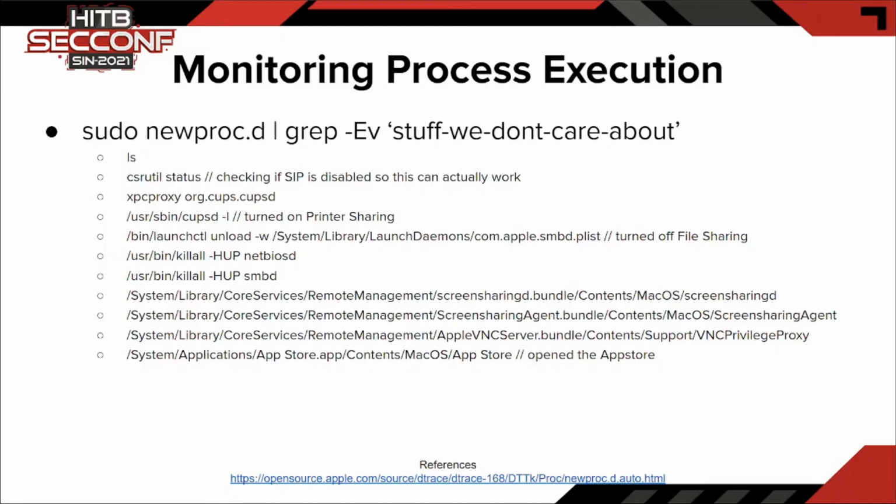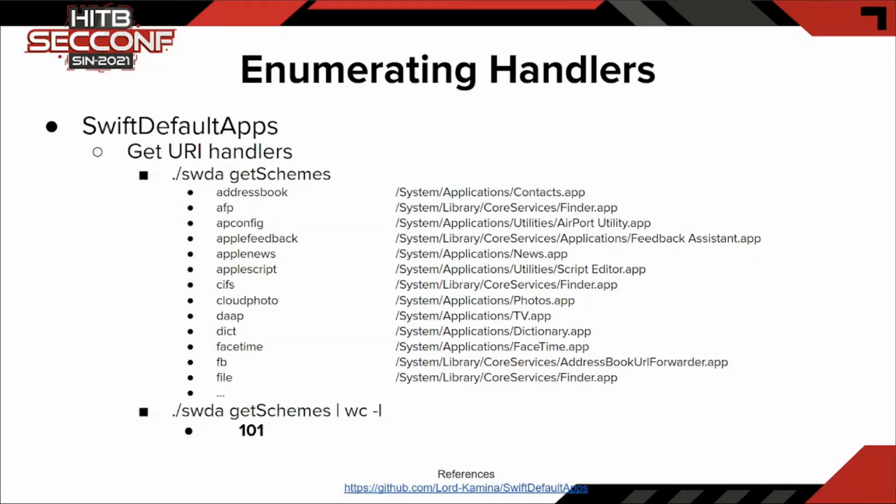Looking at the different handlers on the system, there's a pretty cool app called Swift Default Apps. There's a script, SWDA, that you can run to get the schemes, and that will give you the different URI handlers on the system. So you can see there's quite a bit, 101 when I ran this on a test box. And it maps each one. You can sort of get an idea of the attack surface as far as URI handlers go, and what you can execute on a system like that.